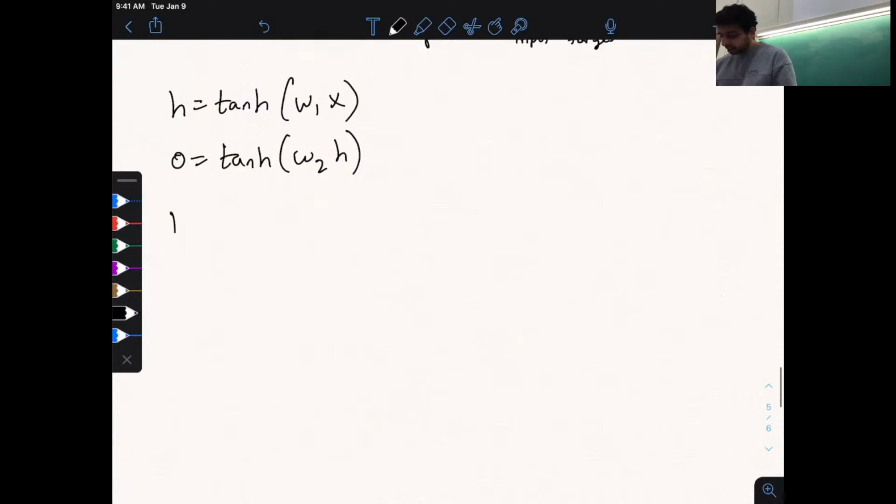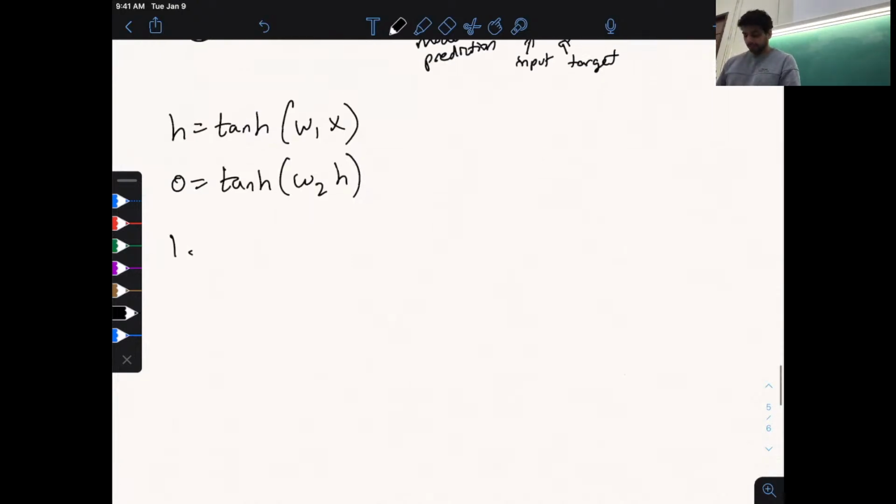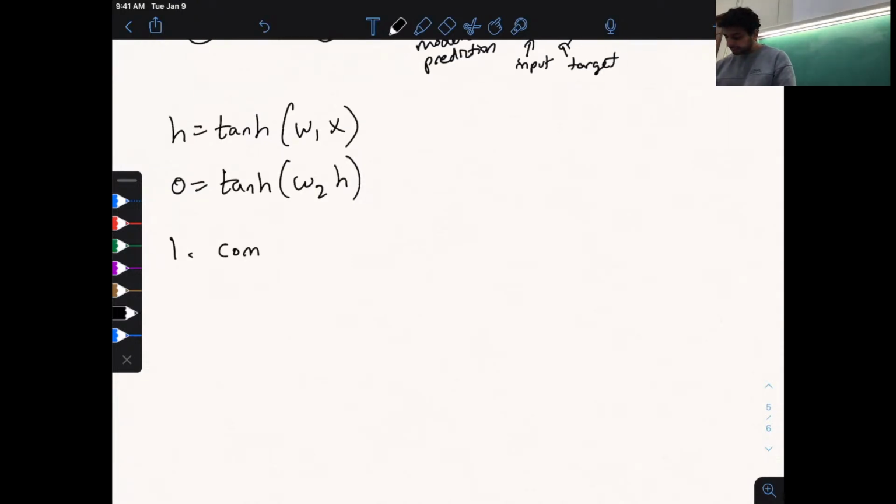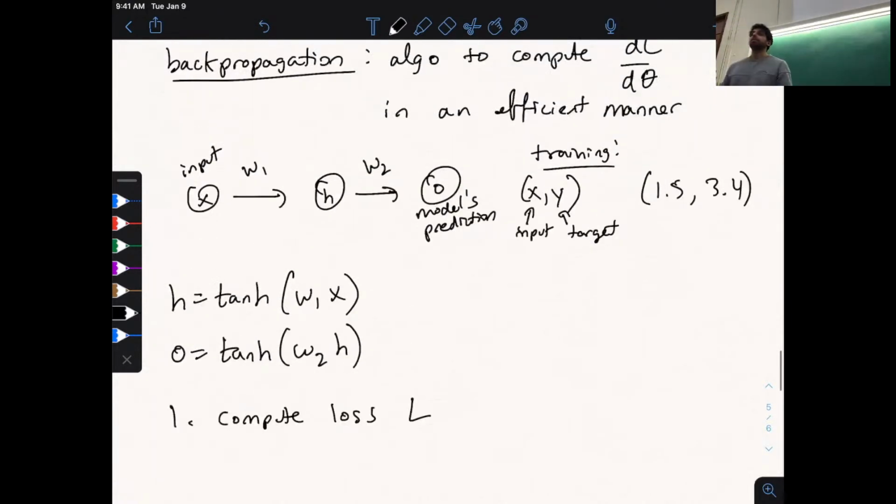All right, so let's follow our steps now. The first step is to compute the loss function L. So what are the parameters of this network? Let's assume that x is given to us. We're not learning x. What are the parameters of this network? Right, there's only two parameters, W1 and W2. So this makes up our theta.